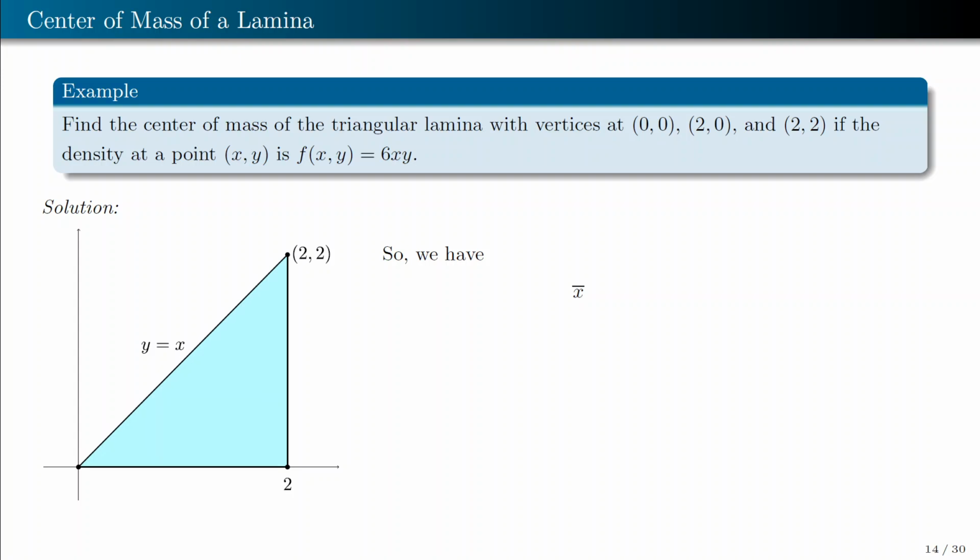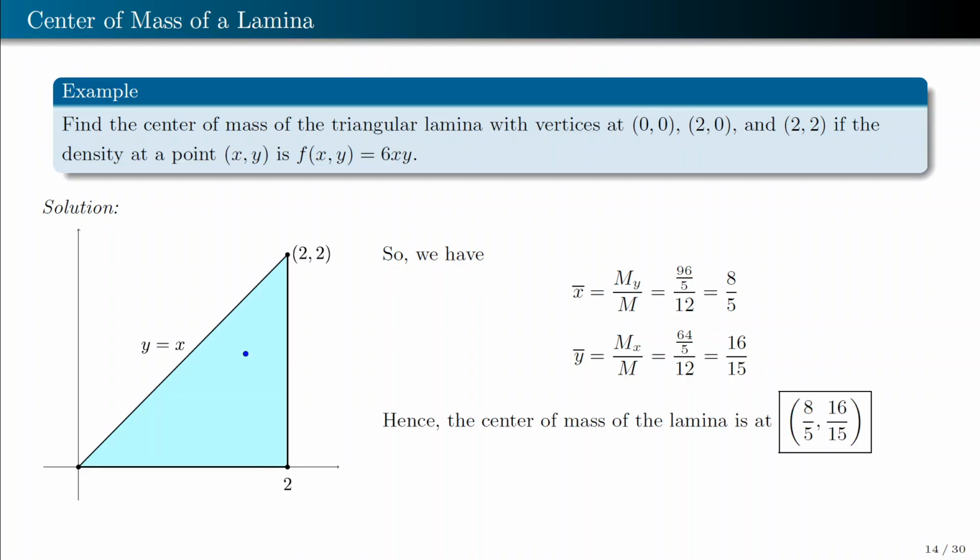So in the end, we have x bar, which is again m sub y over m. These are the values we got earlier. Simplifying, we have 8/5. Similarly, y bar is m sub x over m, which are these two values we got earlier, and this simplifies to 16 over 15. So the coordinates of the center of mass are (8/5, 16/15). This is that blue point; the blue point is (8/5, 16/15).